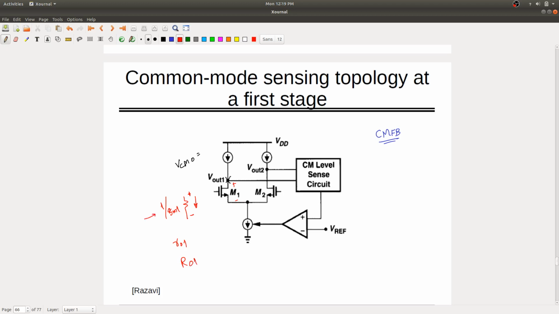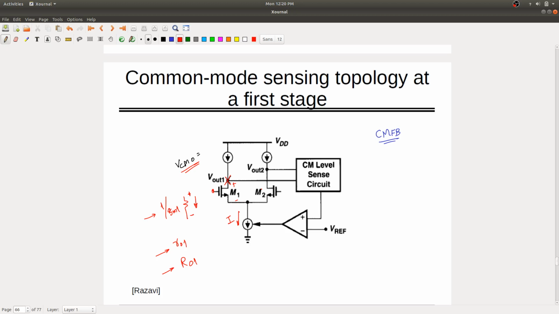All have different meaning, right? This is channel length modulation resistance, this is on resistance when it's in triode, and this is in saturation, right? So any one of them is going to contribute, multiplied by the current which is flowing from here, to control the output common mode voltage. It's not controlled by the input side because it's not pseudo differential, it's fully differential.